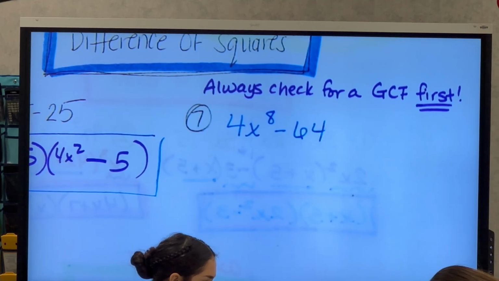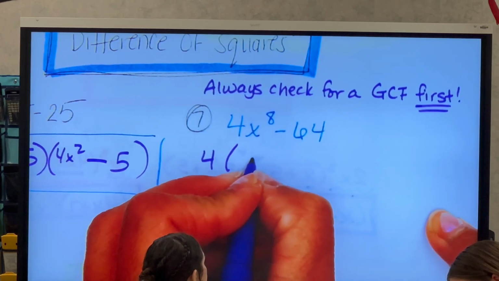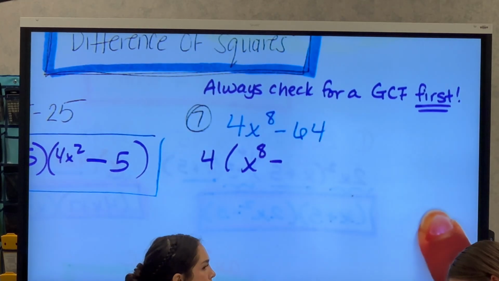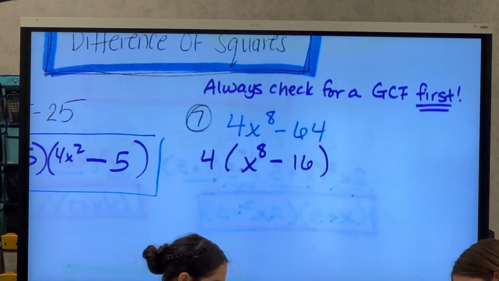So if we're checking for a GCF first, what is the greatest common factor? 4. So we could factor out a 4. So we're going to have x to the 8th minus, what's 64 divided by 4? 16. Okay. And this is still a difference of two perfect squares. We could still factor x to the 8th minus 16.